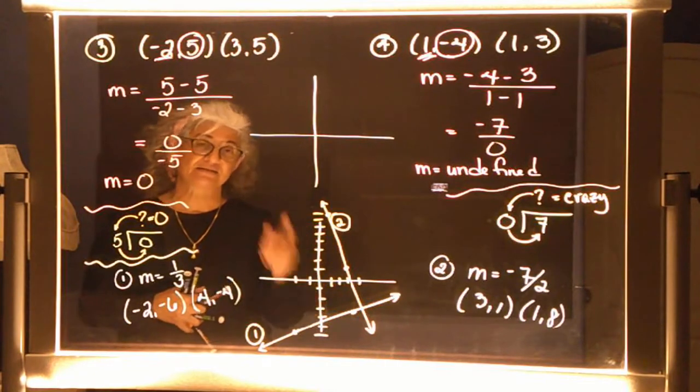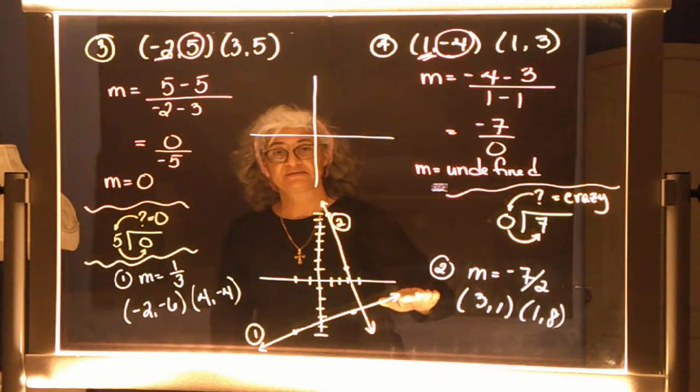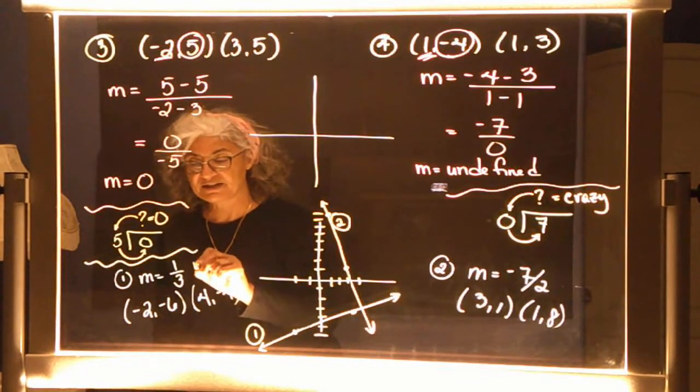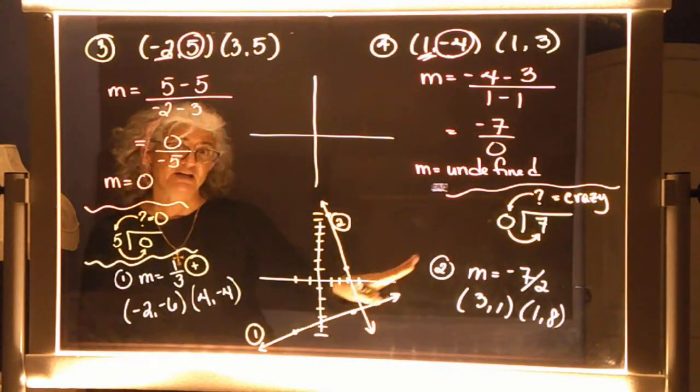Which means this. Notice the first one, we had an uphill line. I know my slope was a fraction, but more importantly, this was a positive. And this positive number gave me an uphill line.